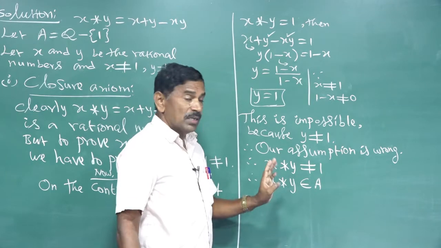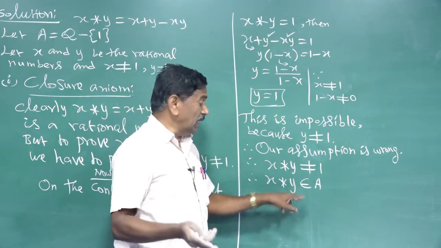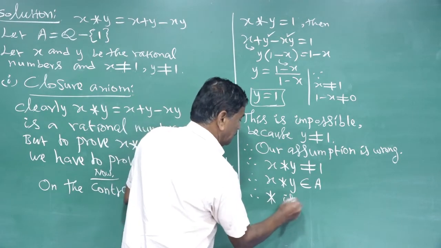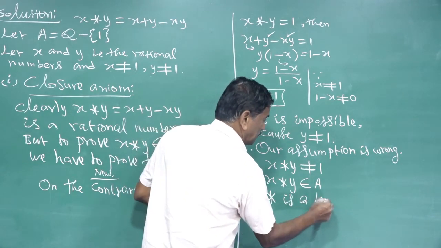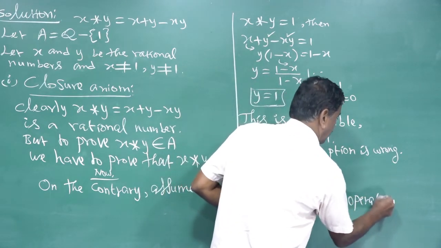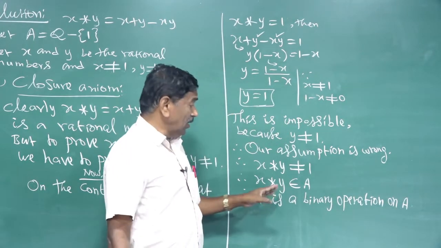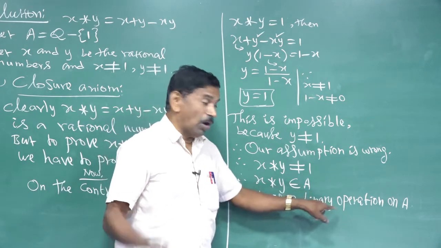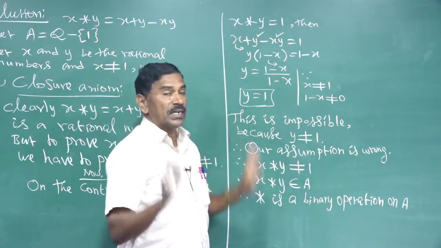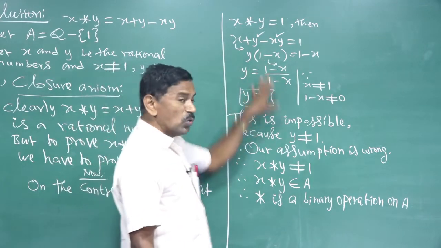X star y belongs to A means the closure axiom is true. That is, star is closed, that is, star is a binary operation on A. We can write this in three ways: star is a binary operation on A, or star is closed on A, or the closure axiom is true. All three sentences are correct. So the first subdivision, closure axiom, is completed.